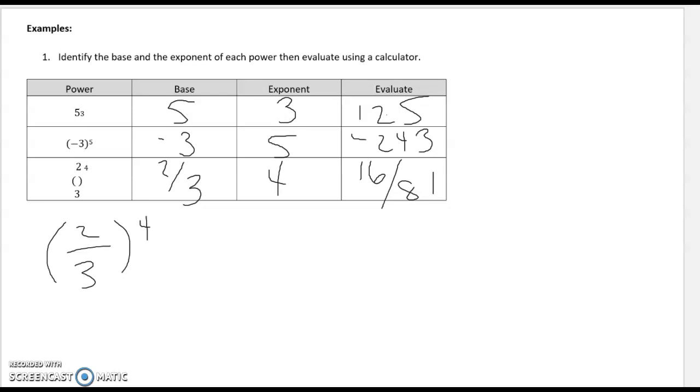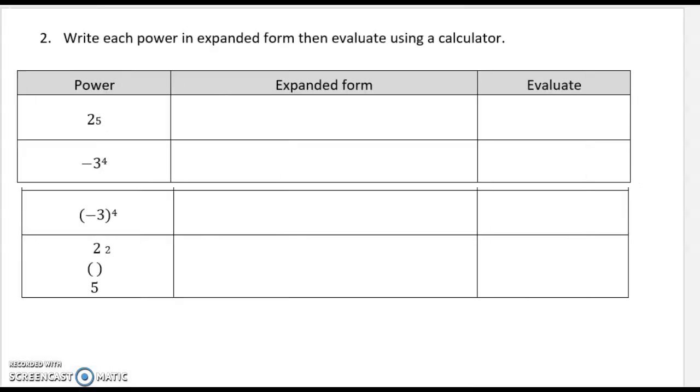Okay. Moving on, remember, pause and rewatch as many times as you need. This next question says, write each power in expanded form, then evaluate using a calculator. So once again, this little 5 should be up top. Okay, so it should be an exponent 5. Let me just do this. 2, and then a little 5 up there.